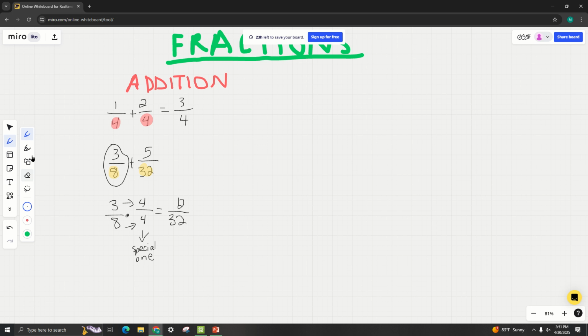And now look, I have common denominators here. I can add. So I can take 12/32 and add on my 5/32. I keep my denominator the same, 32, because we just did all that work to get them to be common. And now I add across the top. 12 plus 5, I get 17.